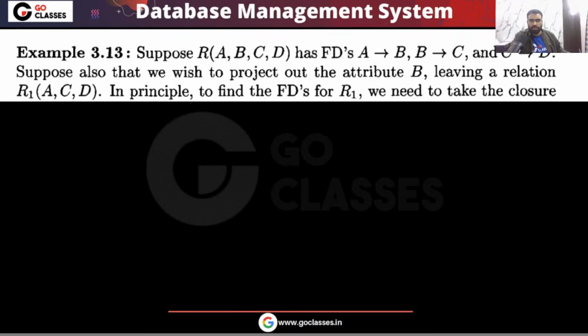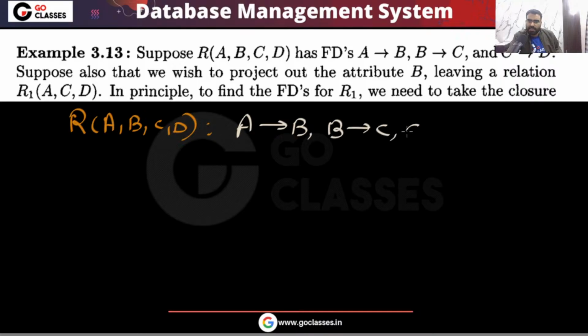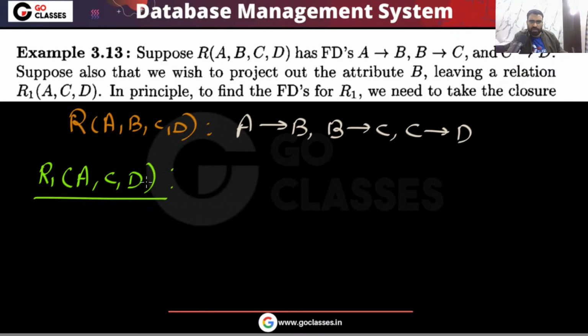Okay, so let's solve it. This is actually very easy. Already in this relation R(ABCD), the functional dependencies are given to us. The functional dependencies are A determining B, B determining C, C determining D. And what we need to find out is, in this subrelation R1, which functional dependencies will hold. So these FDs we want to find out.